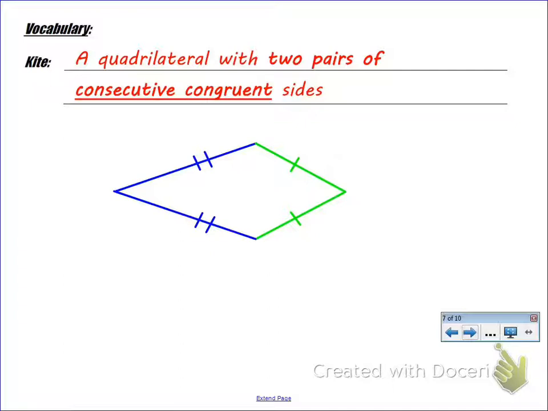Now the big thing we want to focus on in the definition here are the words consecutive congruent sides, which means there are two sides that are next to each other that are going to be congruent to each other. So you see the green sides are next to each other, they're touching, and they're congruent to each other. The blue sides are also congruent to each other, and they're touching as well, so they're next to each other. So we have two pairs of consecutive congruent sides. In the parallelogram we have two pairs of opposite sides congruent, but in a kite the sides are going to be consecutive, so next to each other.